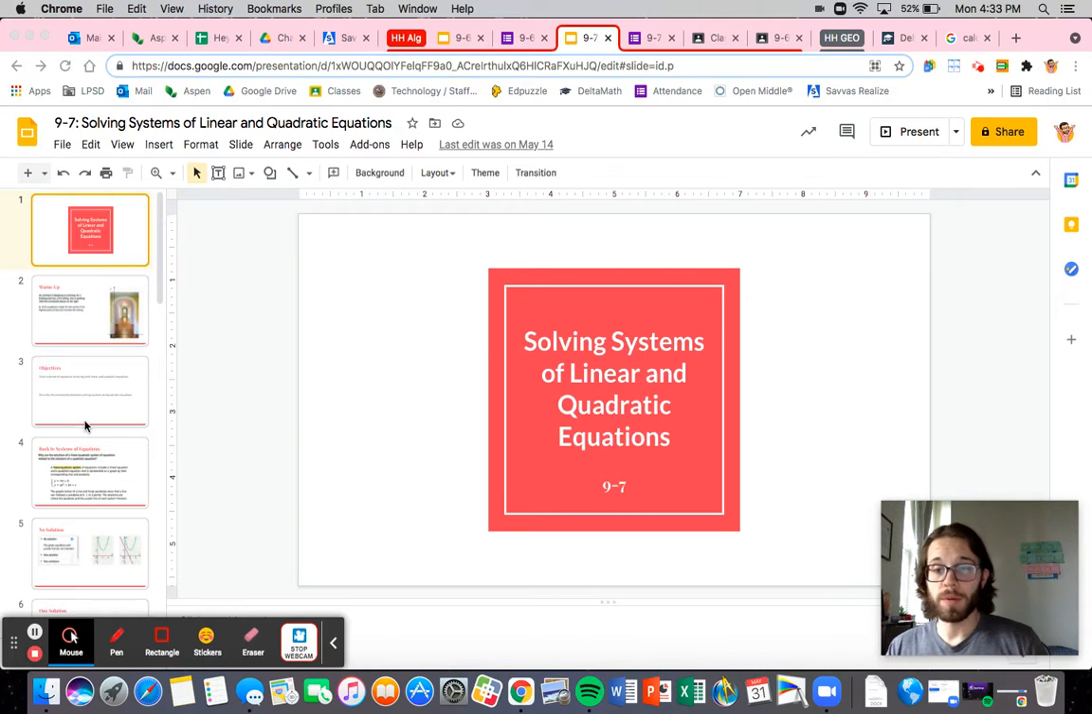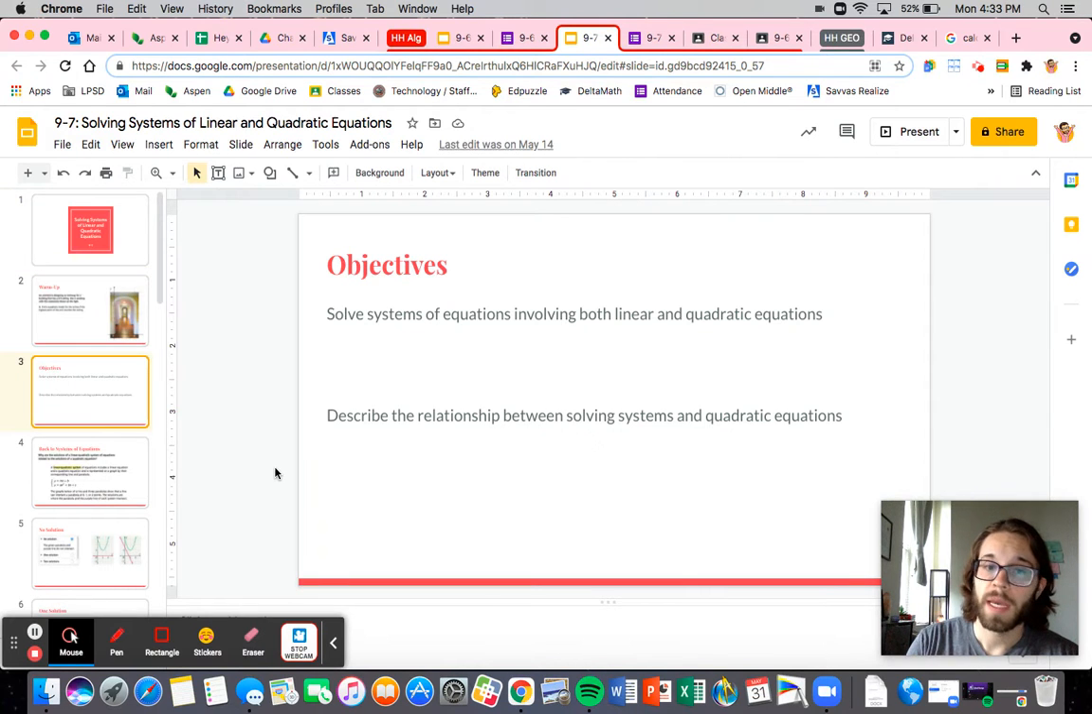We still can do the same things, right? We still can use graphing, we can still use elimination, we can still use substitution, but we do then have to go a little bit further. All right. So ultimately, what we're going to be doing is solving equations involving both linear and quadratic equations. And we're going to talk about the relationship between the different scenarios, right?